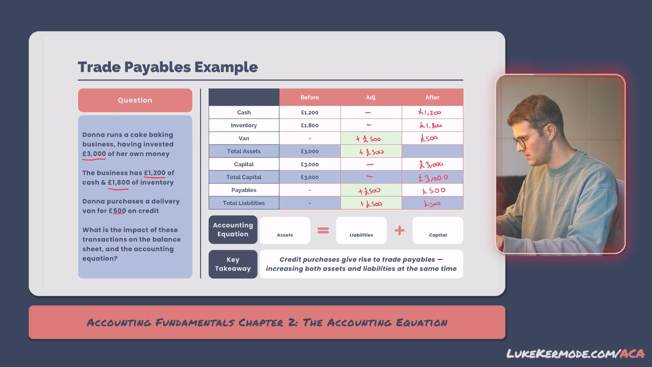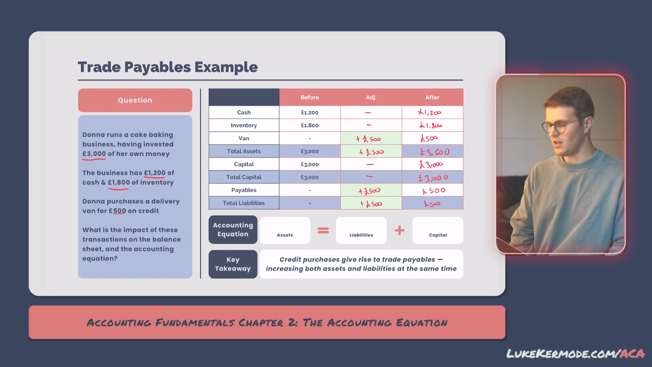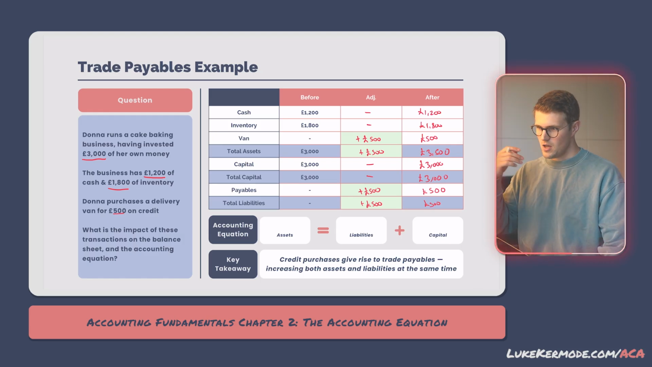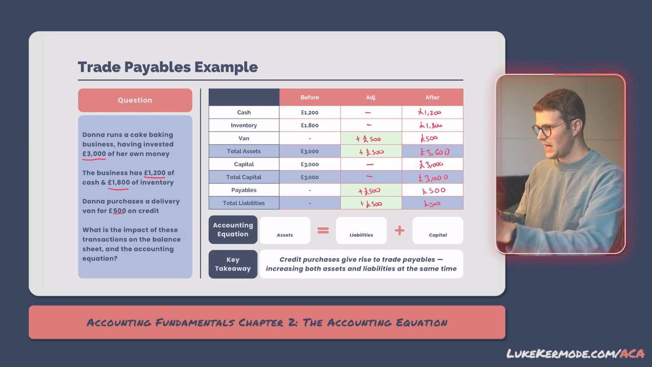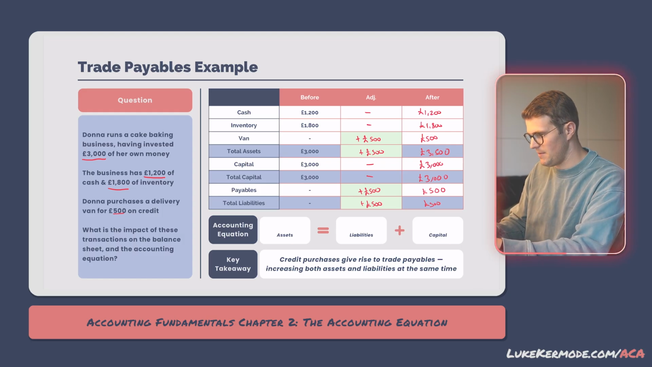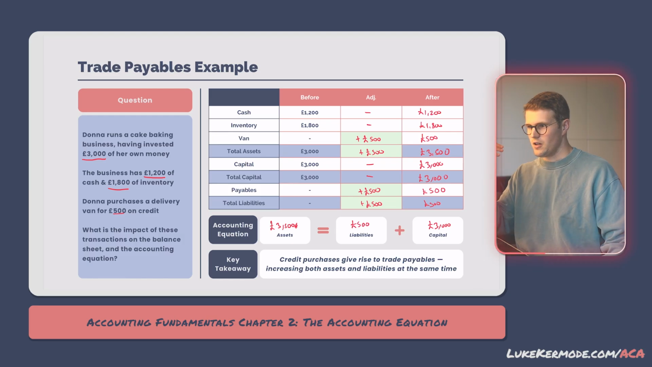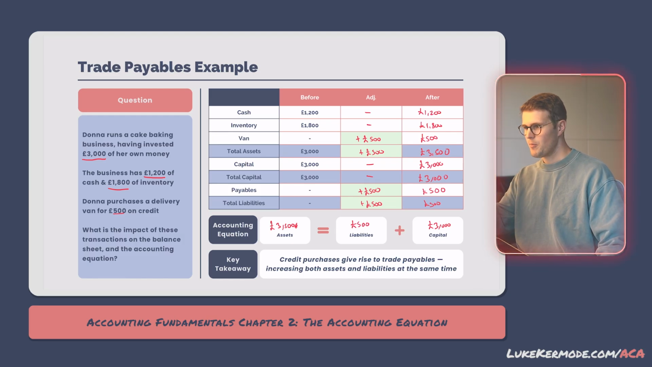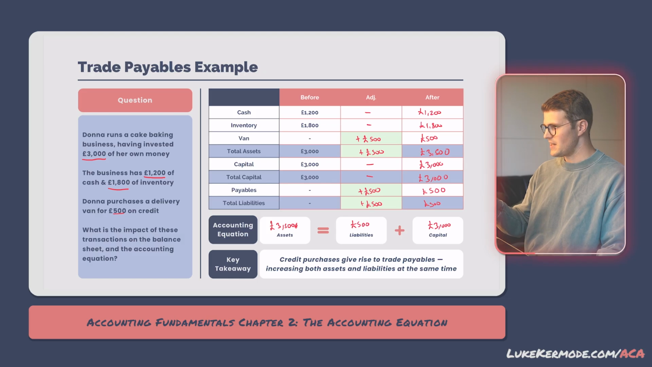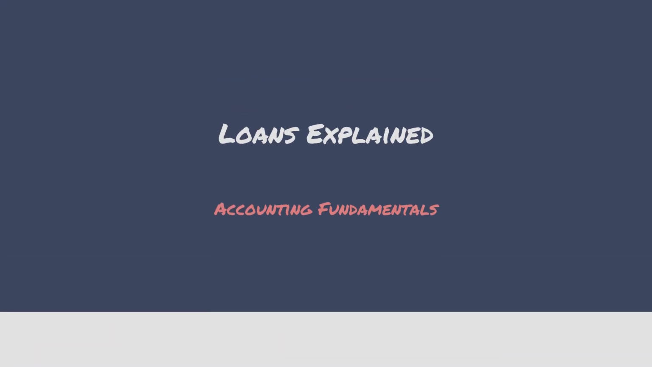So we have total assets of £3,500, capital of £3,000, and liabilities of £500. Total up the revised balance sheet, and the accounting equation remains in balance. We have assets of £3,500, which are funded by capital of £3,000 and liabilities of £500. So credit purchases give rise to trade payables, and this will increase both total assets and total liabilities.